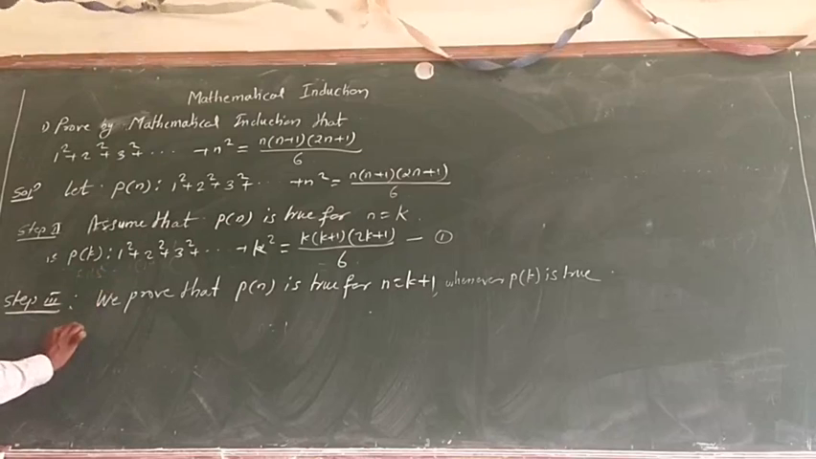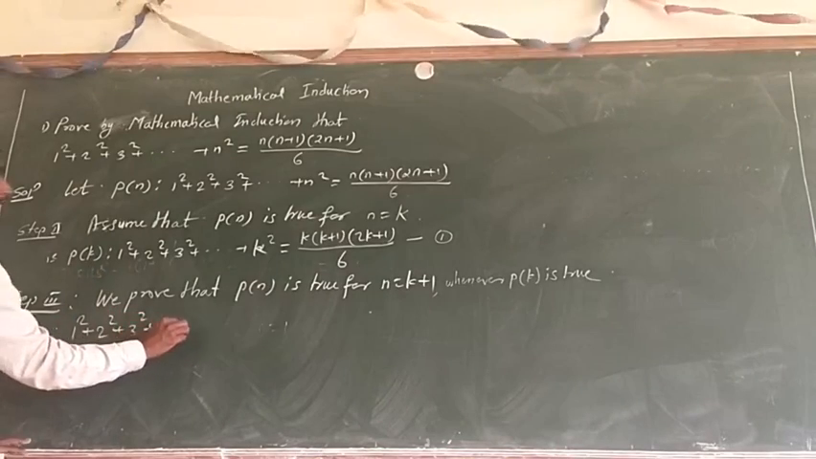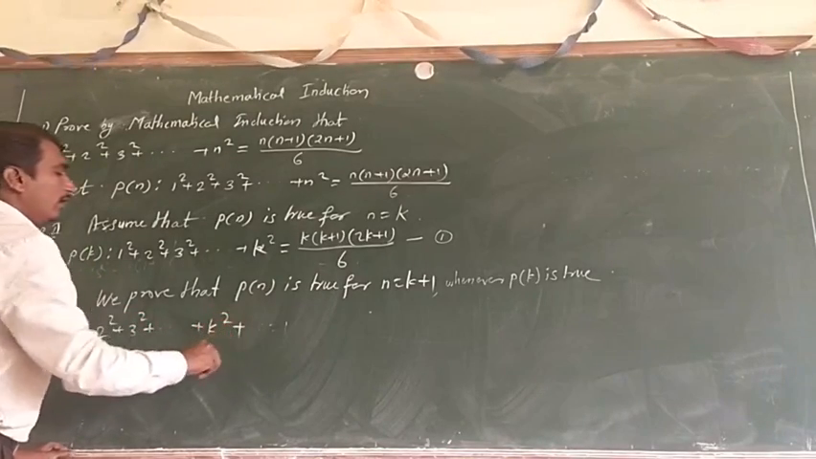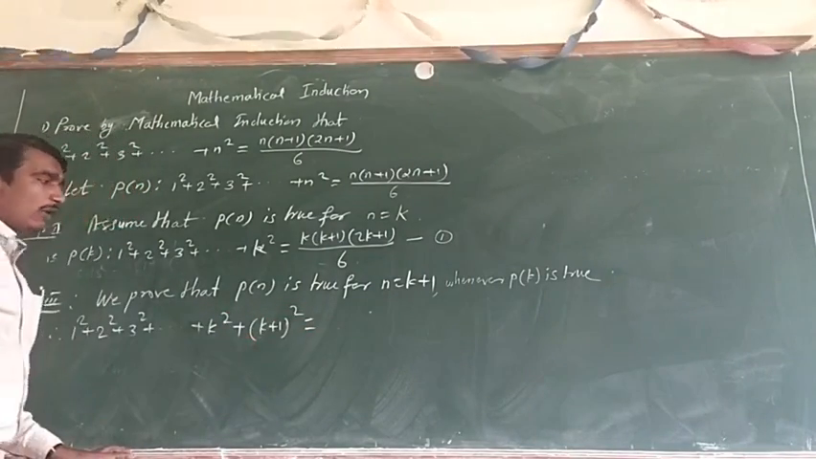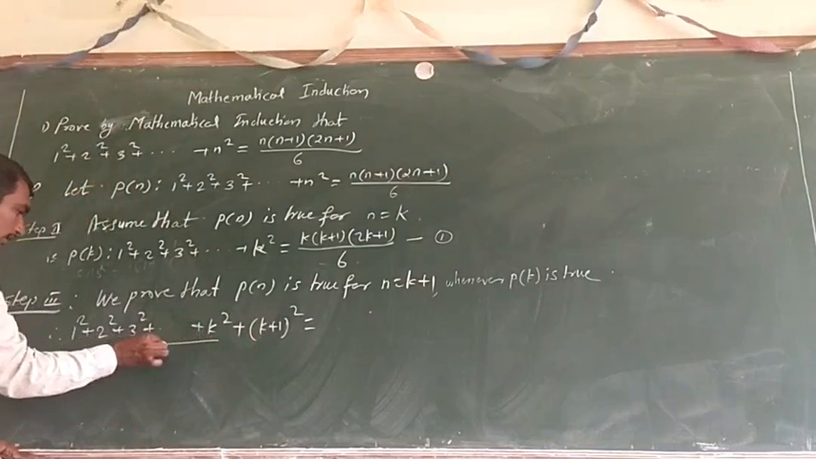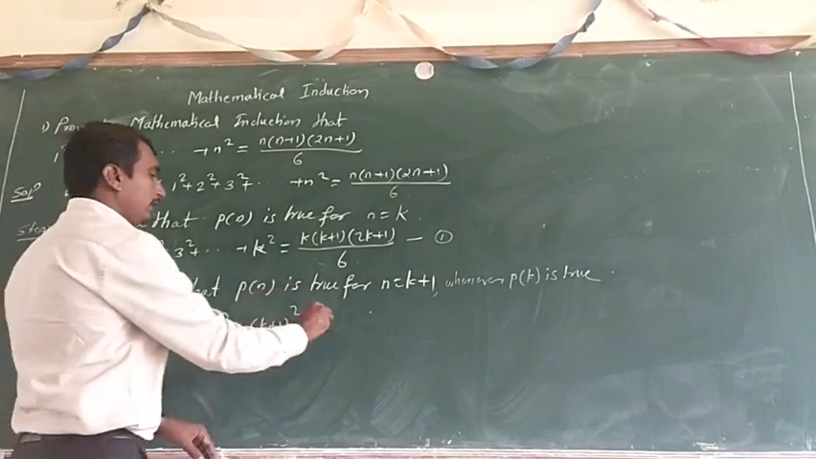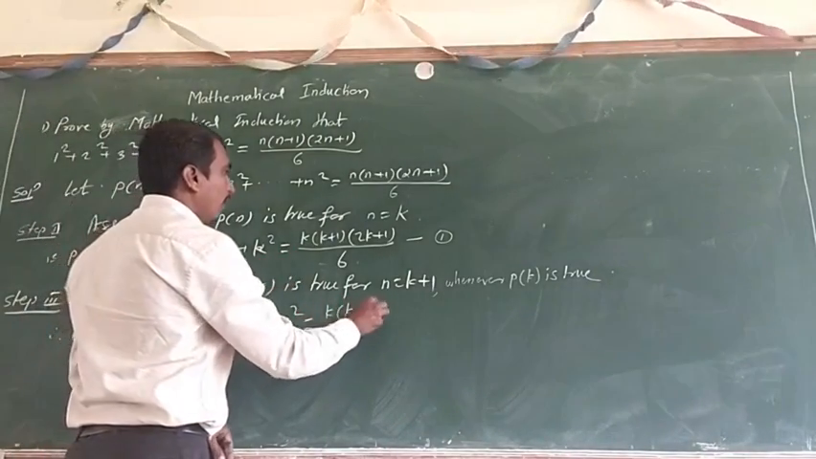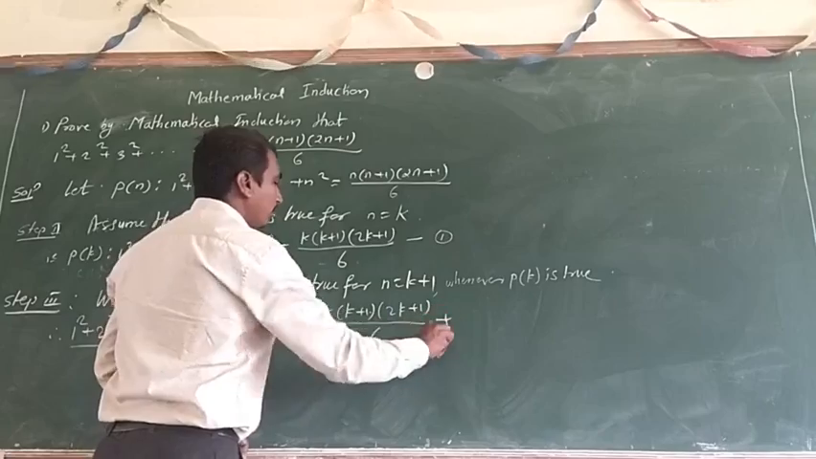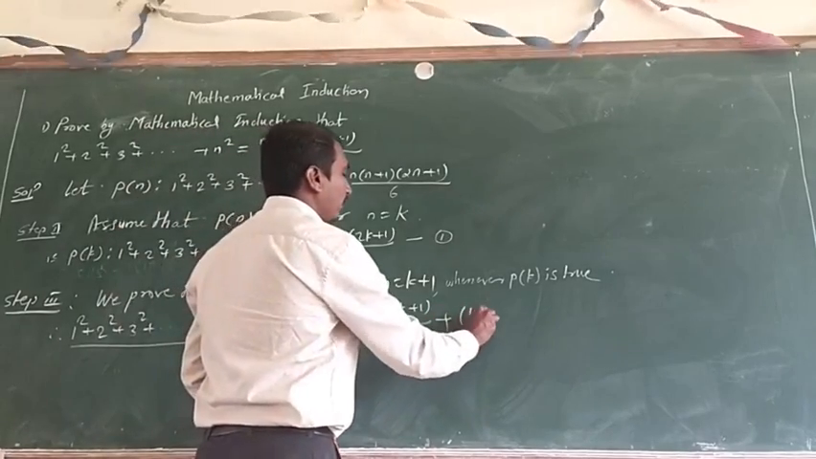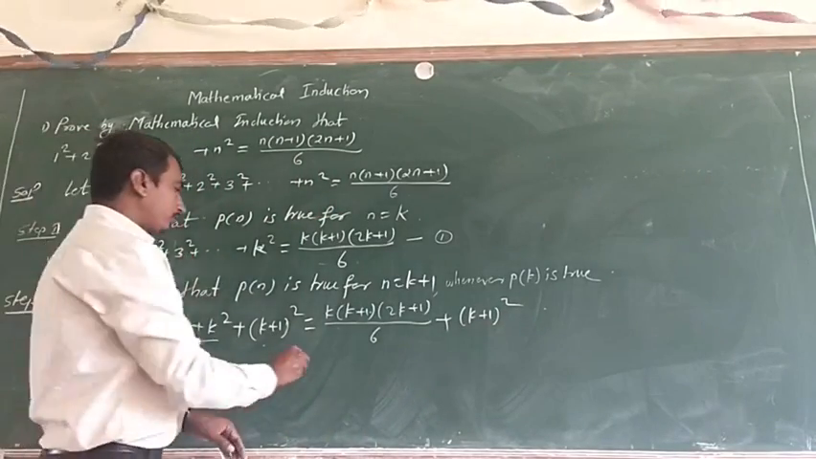equation 1 becomes 1 square plus 2 square plus 3 square plus so on plus k square plus the next term, we take k plus 1 square is equal to. Now here the first up to k terms, that is given, is k into k plus 1 into 2k plus 1 by 6 plus k plus 1 square, because this is equal to by equation 1.